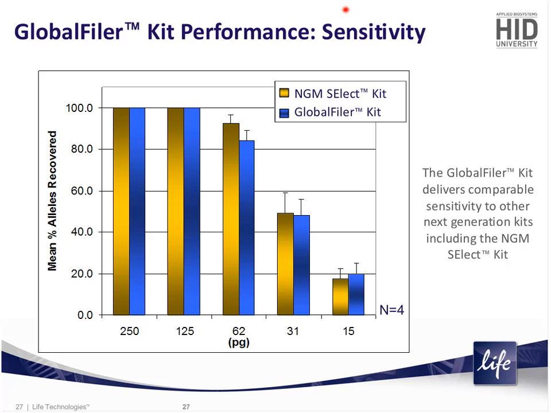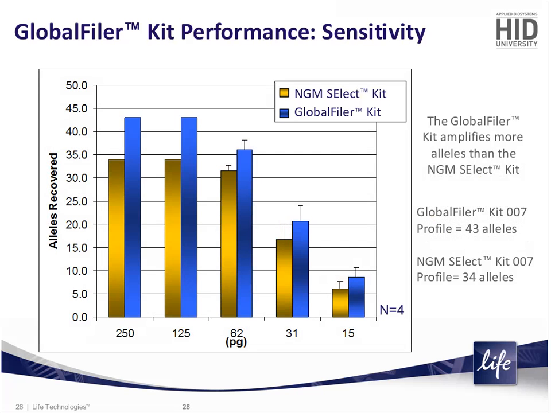But even though they share the same levels of sensitivity, when you look at the amount of information you can get back from a GlobalFiler profile because of the increased number of loci, you'll see that the number of alleles recovered, even at those very low concentrations, does increase. And what this means is you will be able to get more information out of that system without the need to step up the sensitivity, which might give you some challenges from an interpretation point of view.